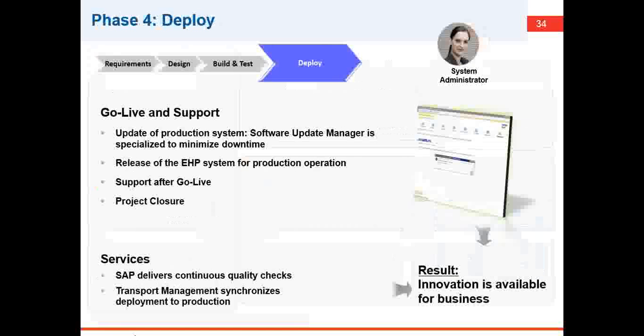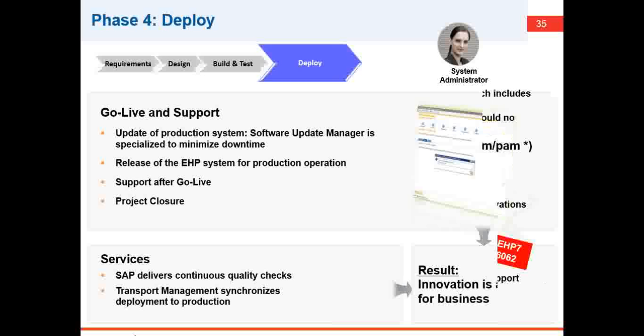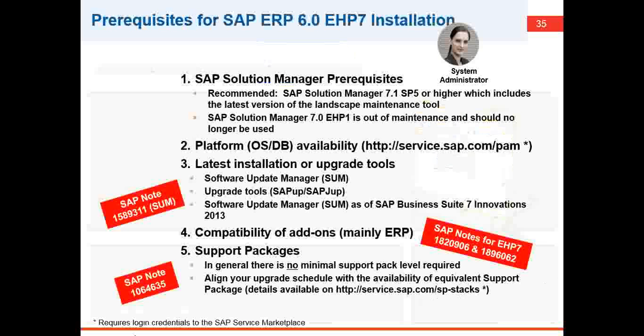Some prerequisites for your ERP 6.0 EHP 7 installation. Solution Manager 7.1, SP5 or higher, which includes the latest version of the landscape maintenance tool, is a requirement. As I mentioned earlier, Solman 7.0 EHP1 is out of maintenance and should not be used. At some point, because it is out of maintenance, you will not be able to update the content of your Solution Manager to include enhancement packages. And if the enhancement package is not included as part of the content, you won't see it as part of the maintenance optimizer.